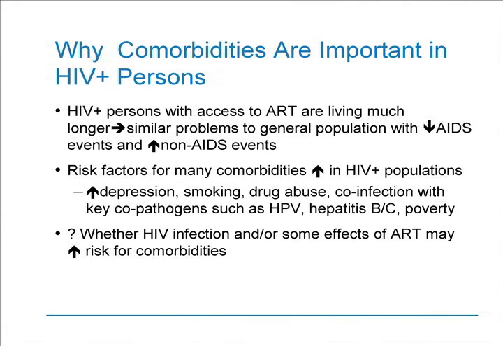So comorbidities are important in HIV-positive patients because they're now living longer with access to therapy. So they start having similar problems to the general population as they have fewer AIDS-related events and an increasing rate of non-AIDS-related events. The risk factors for many comorbidities may actually be higher in HIV-positive populations, and key examples of that would be increased rates of depression, smoking, drug abuse, co-infection with key co-pathogens such as human papillomavirus, hepatitis B and C, and poverty. And an ongoing debated question is whether HIV infection itself or some effects of antiretroviral therapy may also independently increase the risk for comorbidities, and we'll be discussing that further later in this discussion.